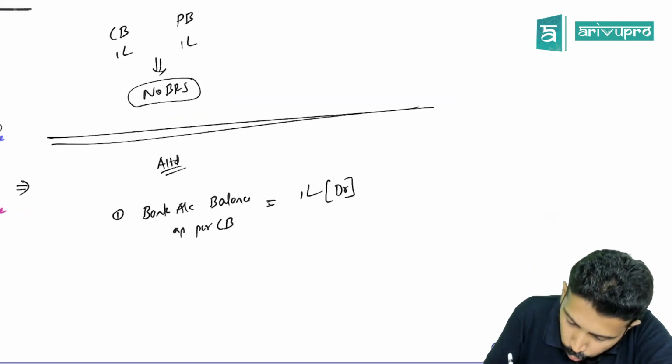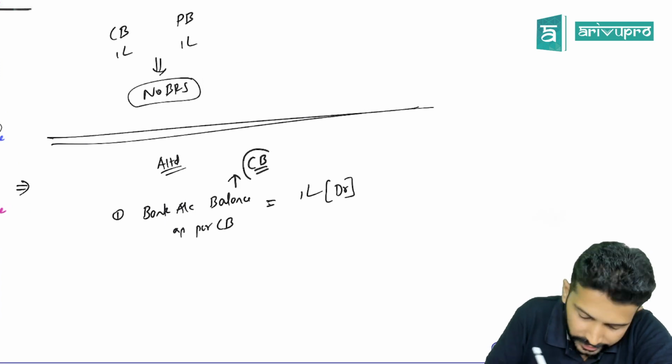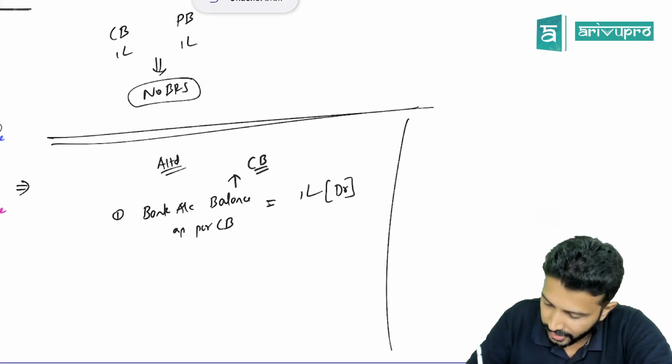So this is as per whose record? Company's records or bank record? Company's records. That only we call it as what? CB. CB as in cash book.